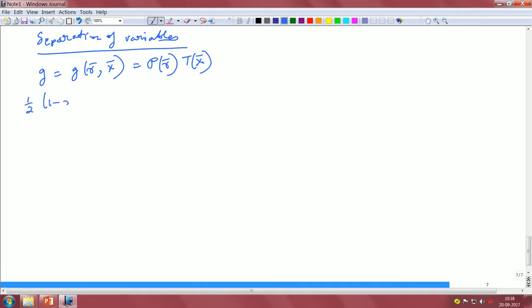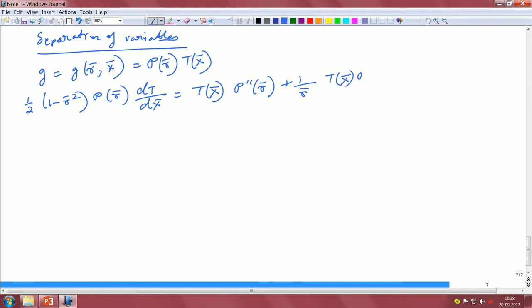The energy equation is 1 minus r bar square p r bar and dt by dx bar is equal to t x p double prime r bar plus 1 over r bar t x bar p prime r bar, right. That is the total expression that we get. Okay. Now, of course, here as we can see these are two functions, p and t, which are functions of r and x only. Okay. So, that is how you could write it in the ordinary differential form.